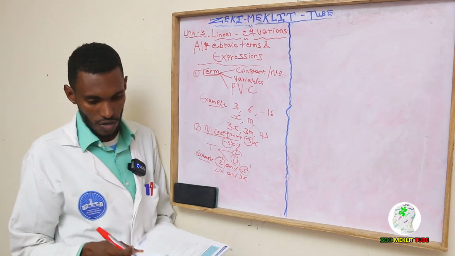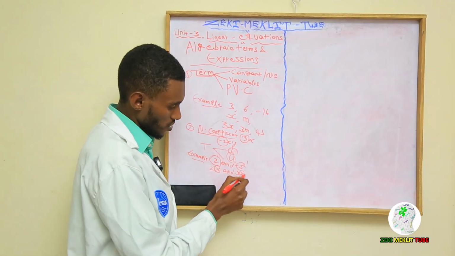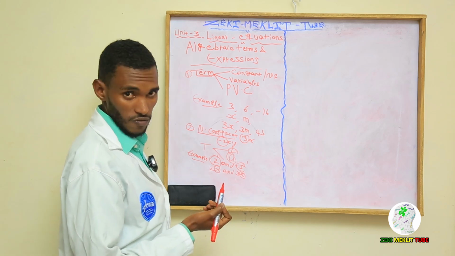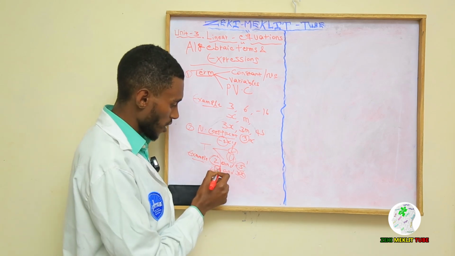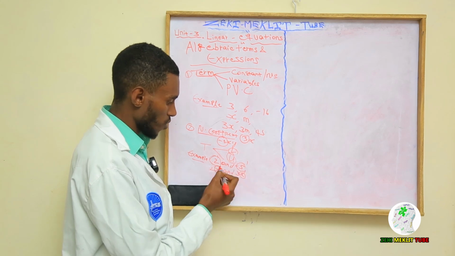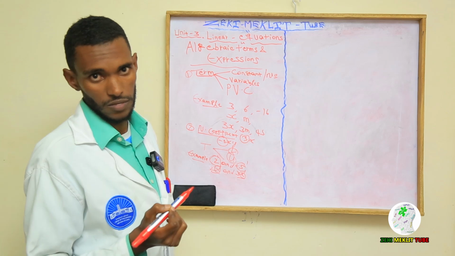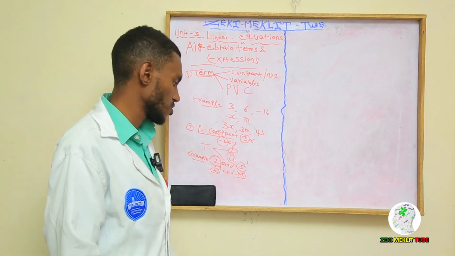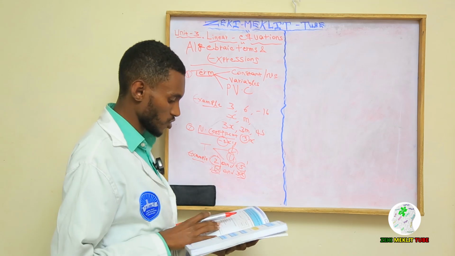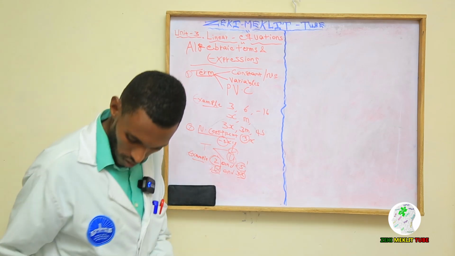And also if we take 2x and 3x, both are like terms, because they have similar variables, both consist of the variable x, and the exponent is 1, 3x to the power of 1. So they are like terms because both consist of similar variables and exponents.